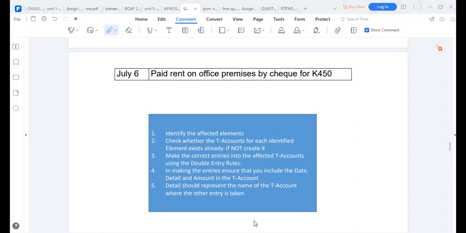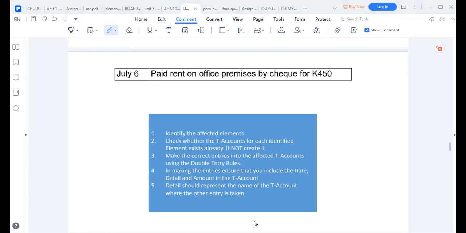Do we agree with him? Yes, sir. Okay. So rent is an expense. So we realize that expenses, to increase them, we do what? We debit them. Okay, so he has identified the element.